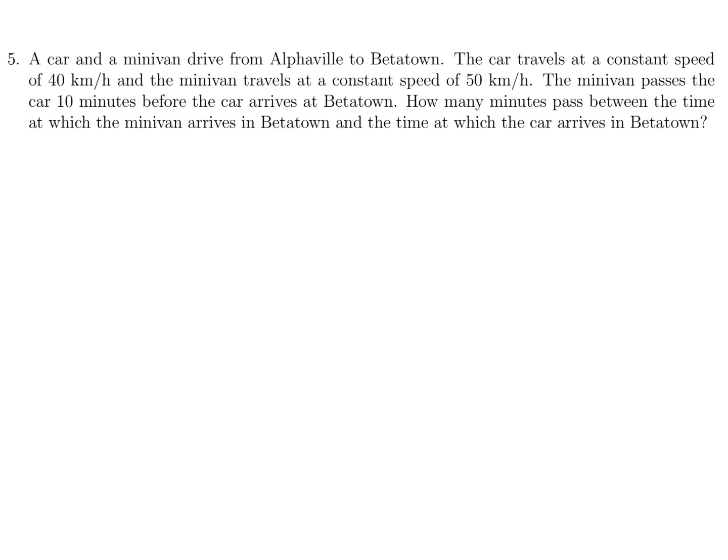A car and a minivan drive from Alphaville to Beta Town. The car travels at a constant speed of 40 kilometers per hour, and the minivan travels at a constant speed of 50 kilometers per hour. The minivan passes the car 10 minutes before the car arrives at Beta Town. How many minutes pass between the time at which the minivan arrives in Beta Town and the time at which the car arrives in Beta Town?